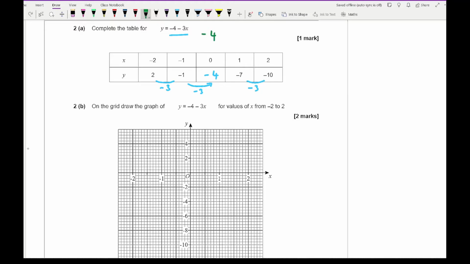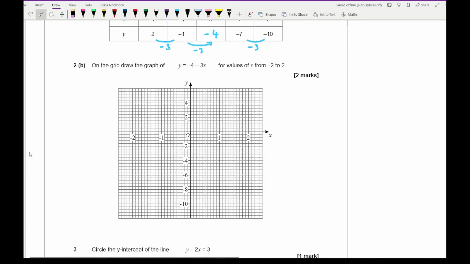So I'm going to end up with -4 - 3 times 0. Well, that's going to be 0. So it's just going to be -4. So several ways in which you can do this. Now for the next one, it then says to plot the coordinates that you've then found.